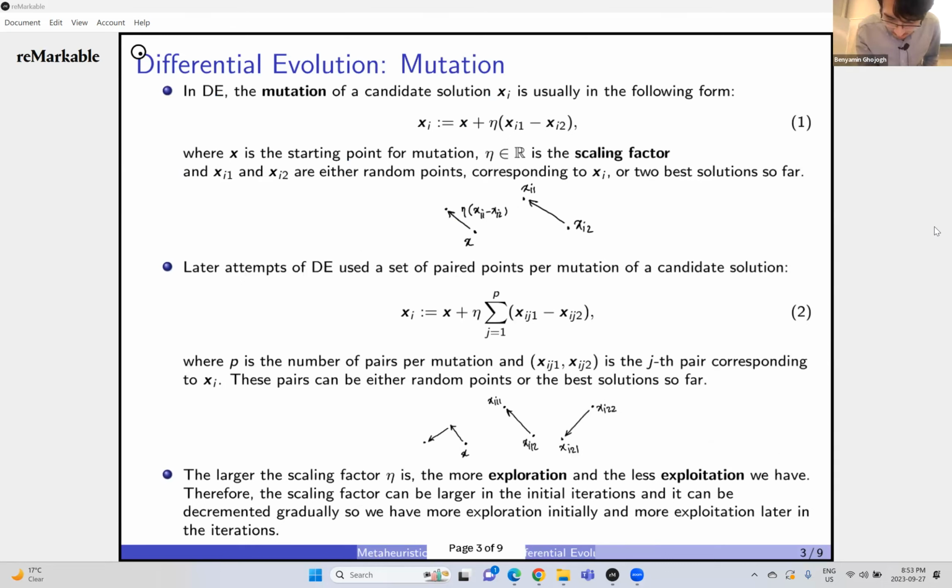The mutation of a candidate solution xi is usually in this form. Do you remember I told you that the mutation in differential evolution is a specific form, and this is the form of mutation. Xi is some x plus eta times (xi1 minus xi2). Note that this is not xi. This is some x, and different variants define this x differently.